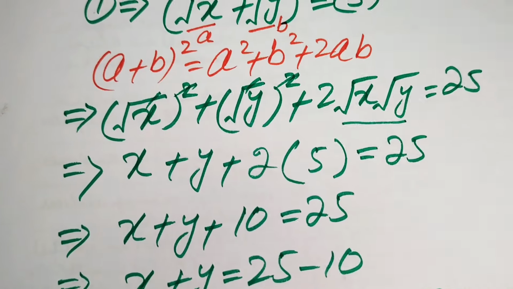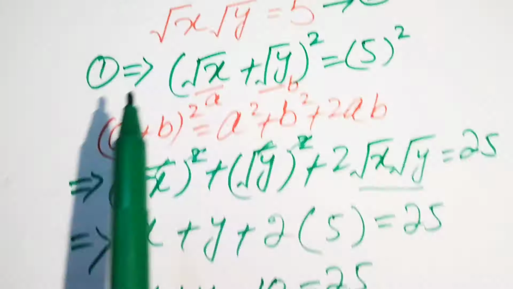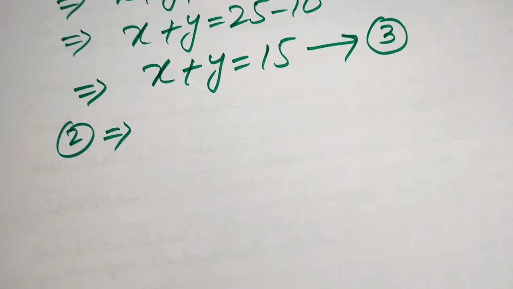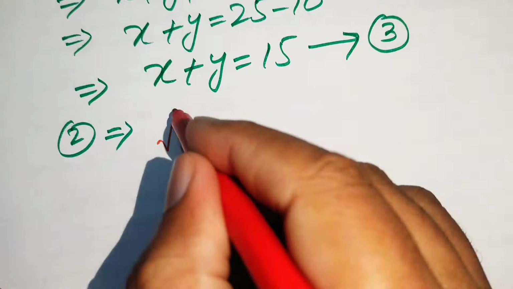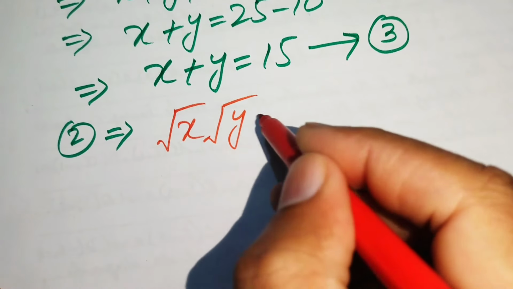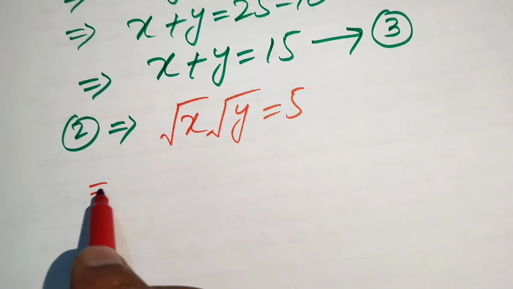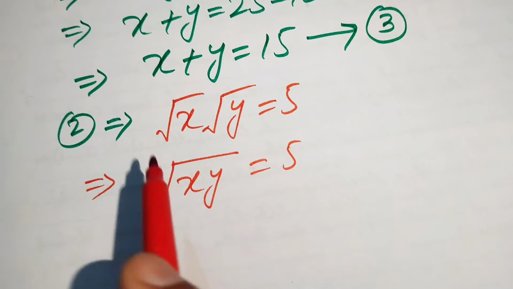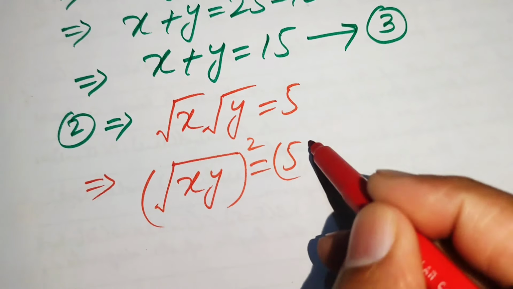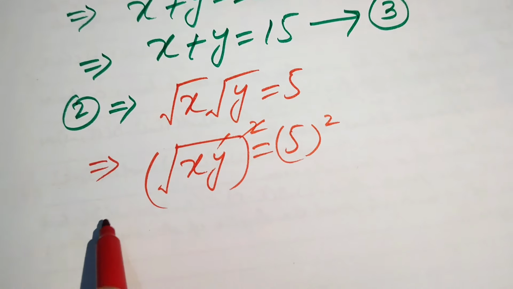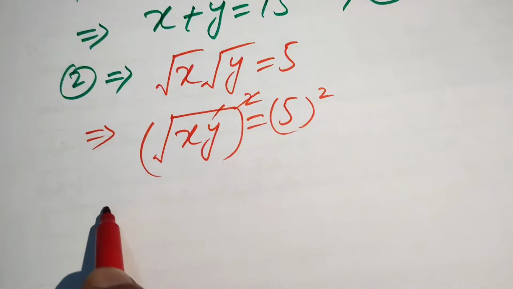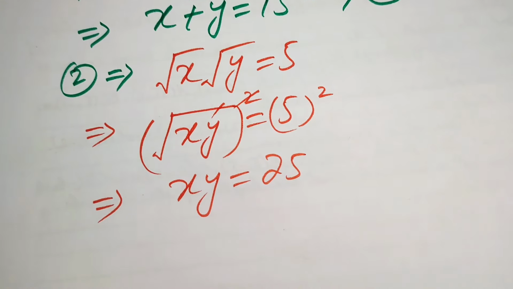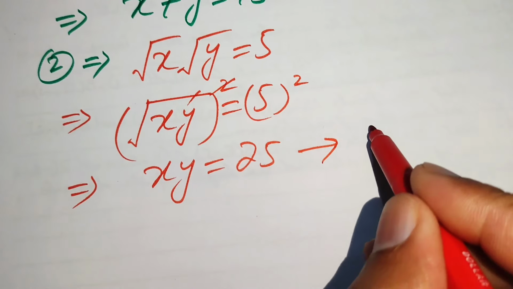And now we focus on equation number 2. So our equation number 2 is this one, and now we copy down equation number 2, and it is written in this form: square root of x into square root of y equals 5. This is our equation number 2, and here we combine the square roots and write it in this form. And now we take squaring on both sides of this equation. So you see that the square and square root are gone, and we obtain here xy equals 5 square, and 5 square becomes 25. So here we call this our equation number 4.